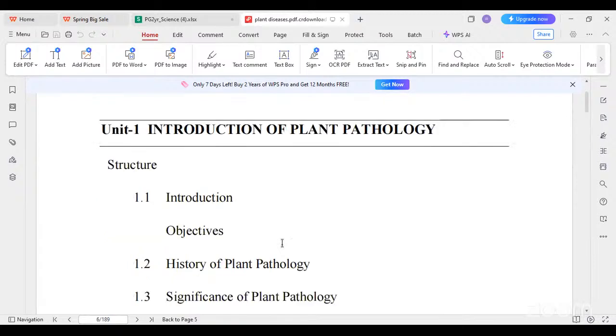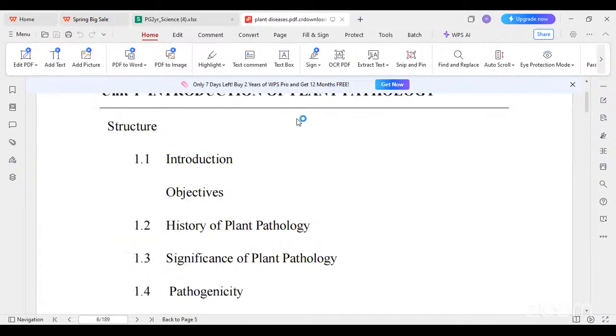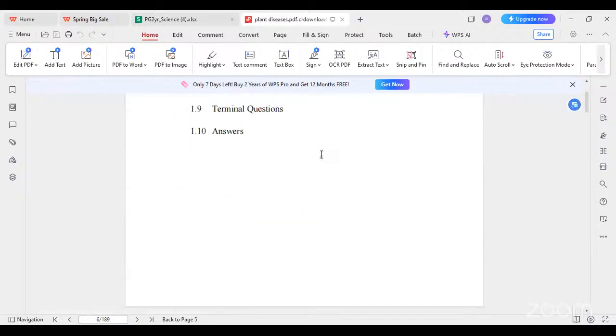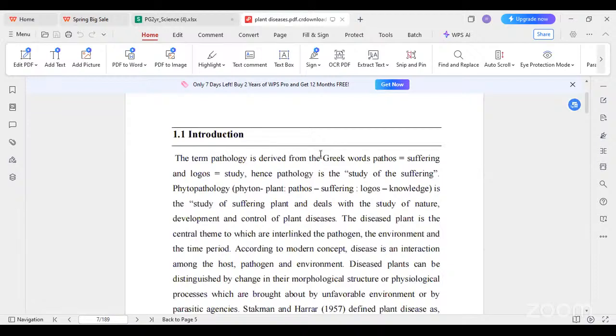The first one is the introduction. The term pathology is derived from the Greek words pathos, meaning suffering, and logos, meaning study. Hence, pathology is the study of suffering. Phytopathology: phyton is plant, pathos is suffering, logos is knowledge. It is the study of suffering plants and deals with the nature, development and control of plant diseases.